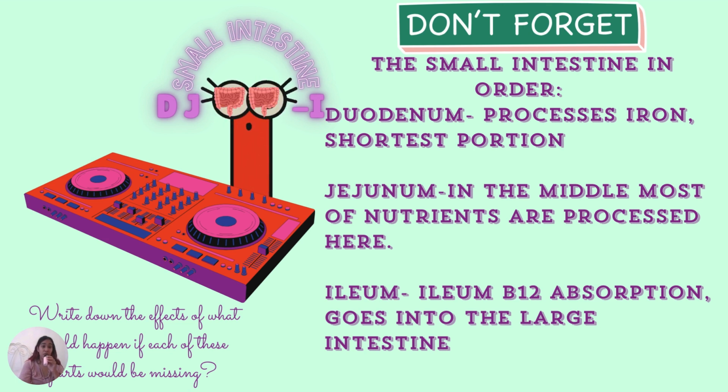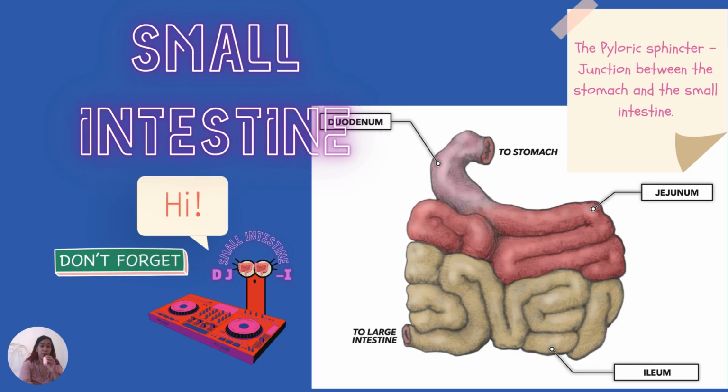But I want you to understand DJI. Let's not forget him. And another part that we need to remember is what comes before DJI. Does anybody know what comes before DJI? The pyloric sphincter, the junction between the stomach and the small intestine.